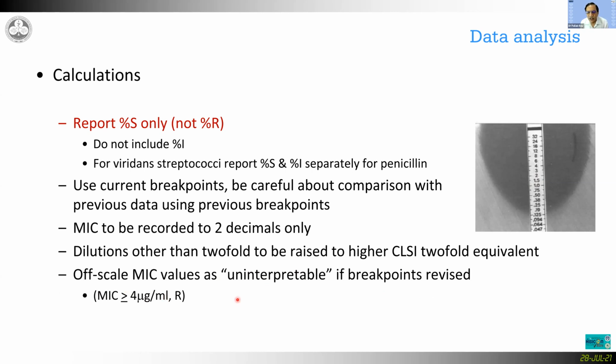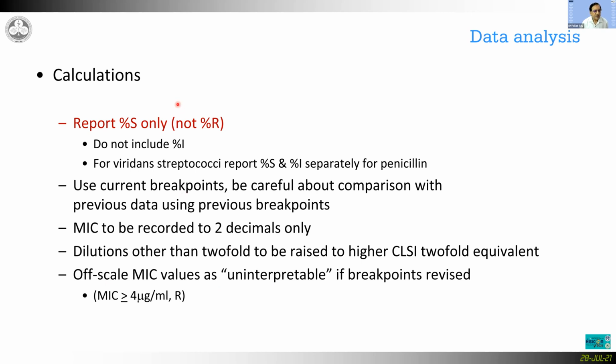Off-scale MIC values are uninterpretable if breakpoints are revised, because you will see that we always say that most of the automated systems are MIC based. But ultimately, you actually get the MIC in less than 30% of the isolates and antibiotics, because in the majority of them, you get a result which is more than X microgram per ml or less than Y microgram per ml. So actually, you have not got the result. So these are called off-scale MIC values. They are actually uninterpretable. The calculations we have already said.